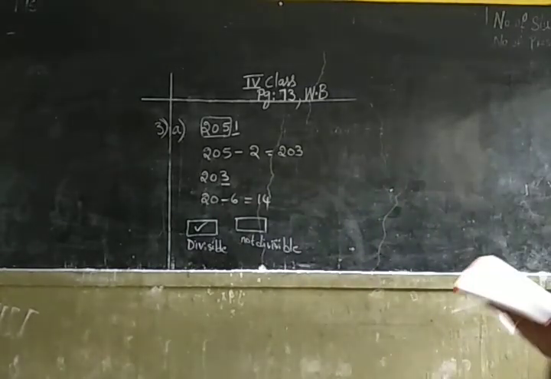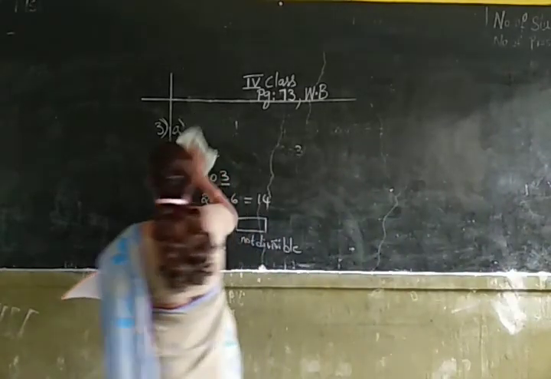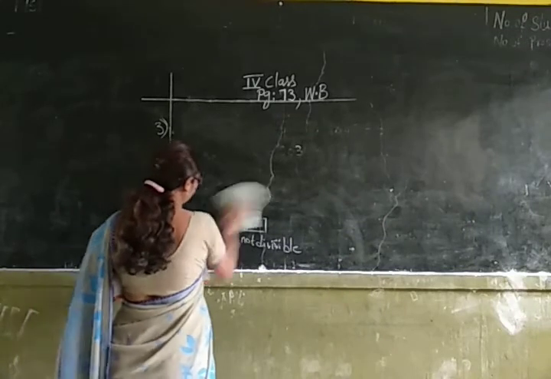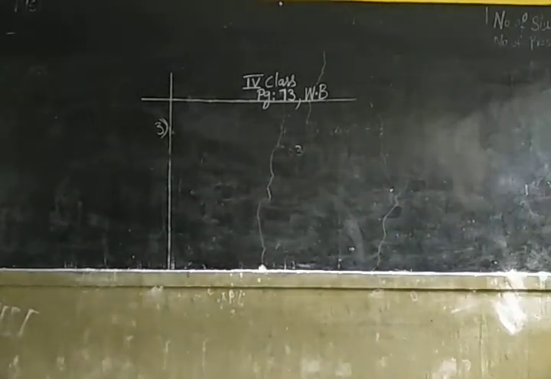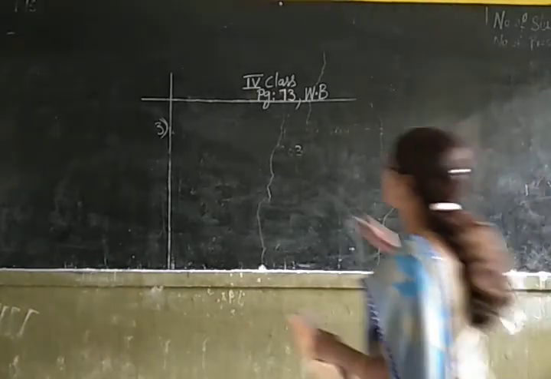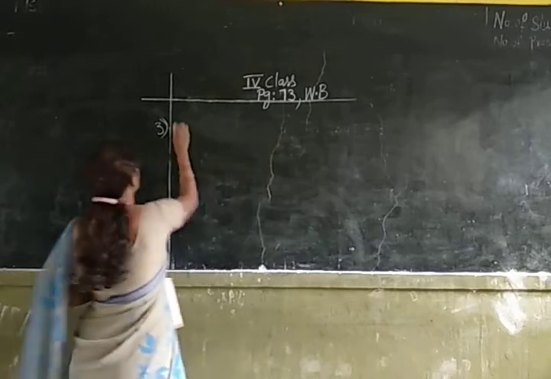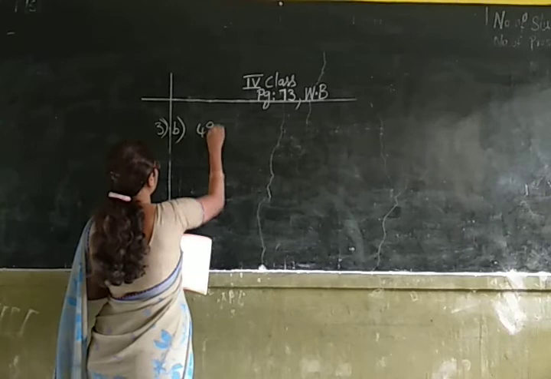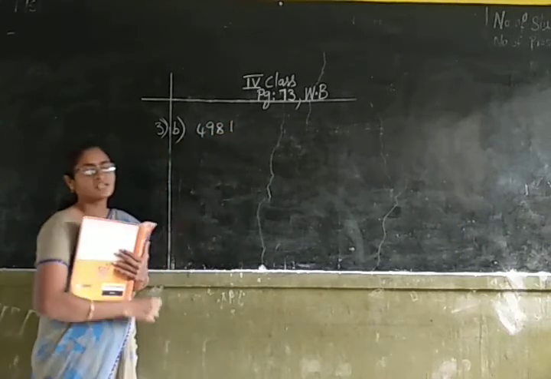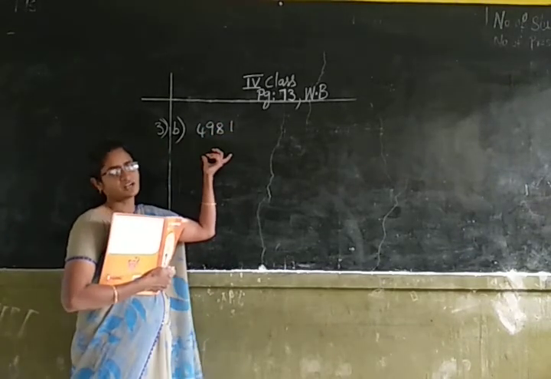Now let us do the B sum. Okay children, so the number is 4981. For checking whether this number is divisible by 7, what we have to do?